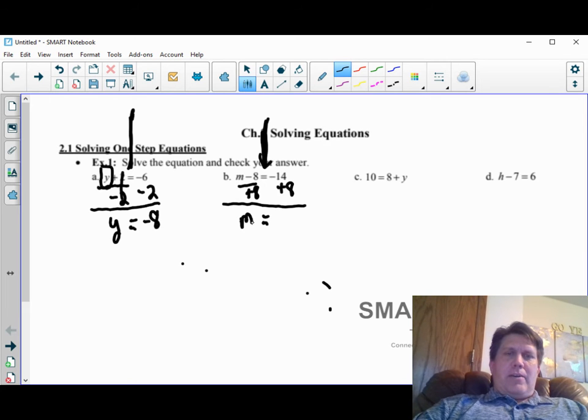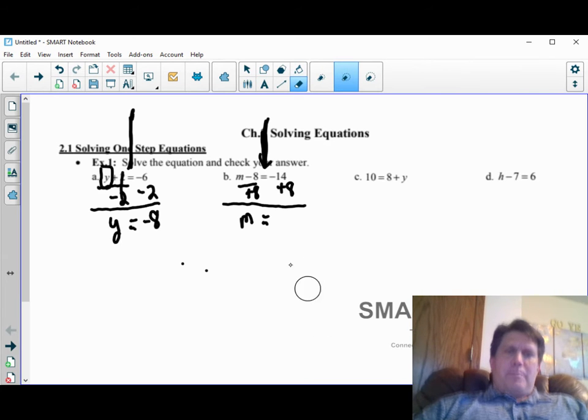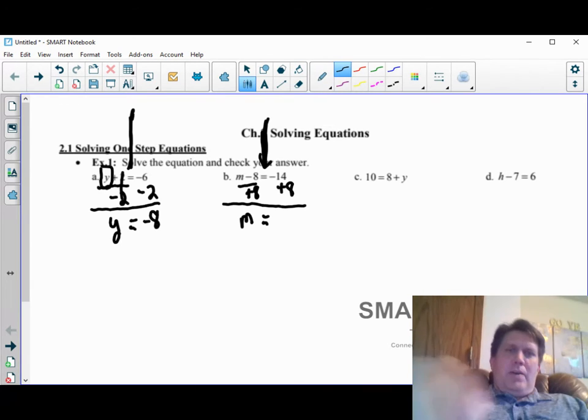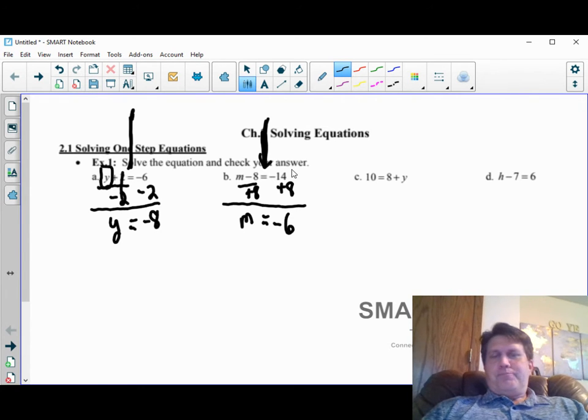And then what I get here is I get m all by itself because the negative 8 and the positive 8 cancel each other out. And we have negative 14 plus 8, which is negative 6. Sorry, I'm marking up my screen here.